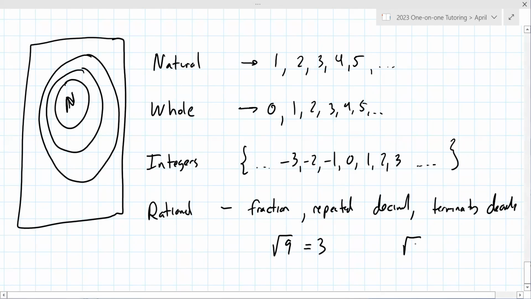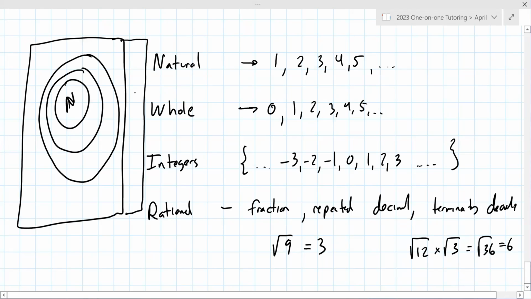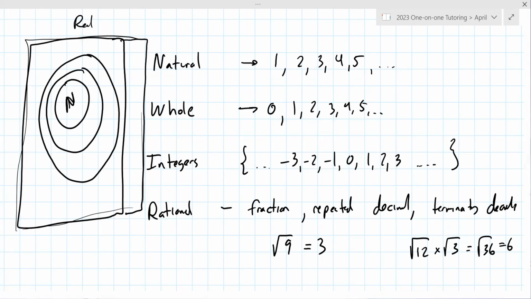Something like the square root of 9 times the square root of 4, which is a bad example. Sorry. Let's say it's the square root of 12 times the square root of 3. This is the square root of 36, which is 6. So you have to be very careful there. So those are all the rationals. The irrationals are kind of off to the side here, and that makes the real numbers. This whole thing is the real numbers. So it's good to have that picture.